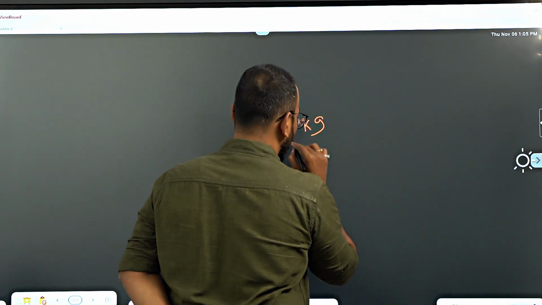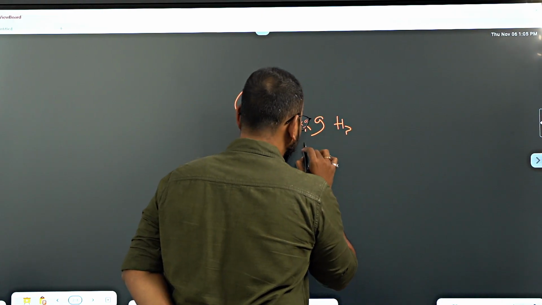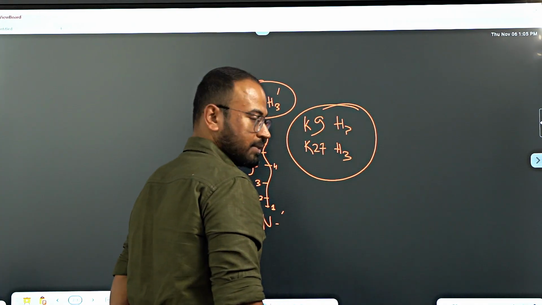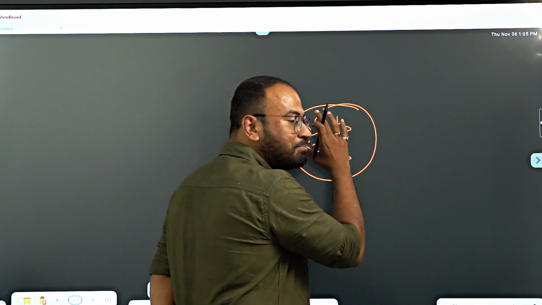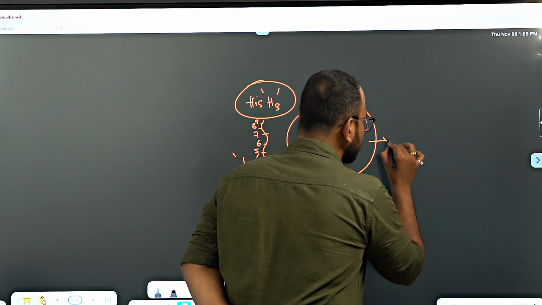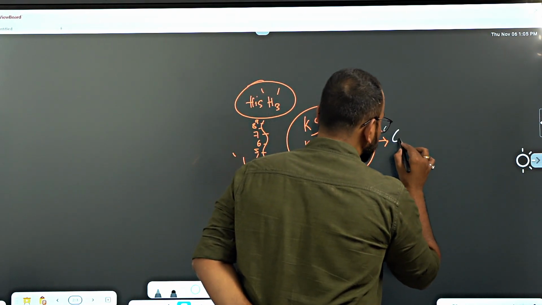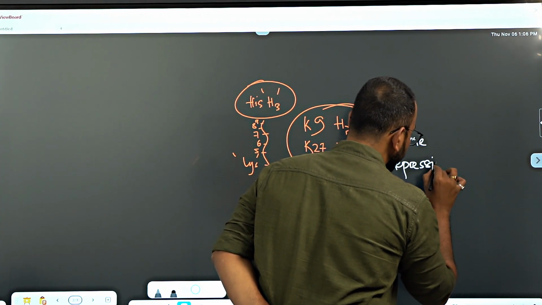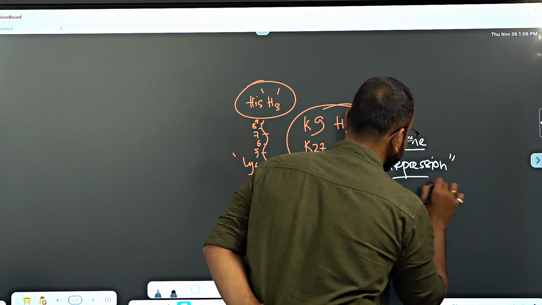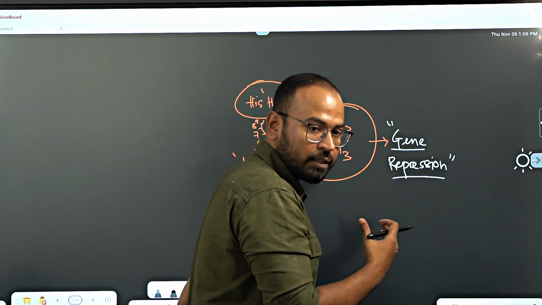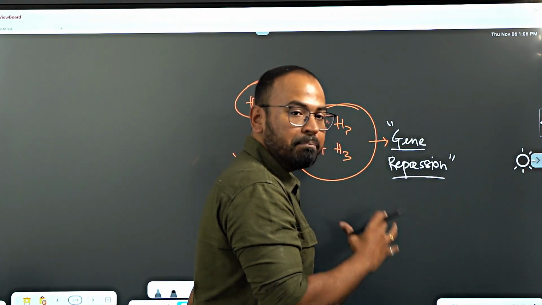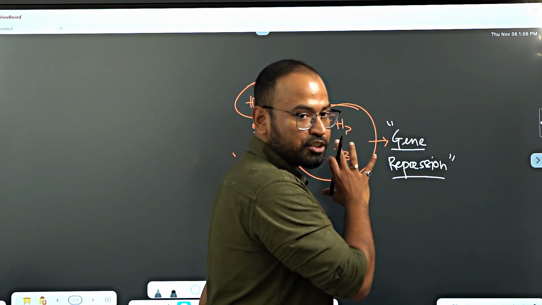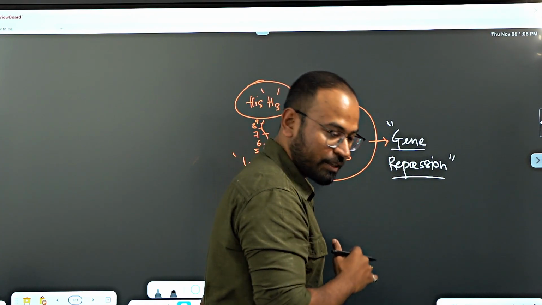lysine 9 of histone H3 and lysine 27 of histone H3, wherever this mechanism is occurring, this will lead to our gene repression. That means transcription or translation of any protein will be simply obliterated when this kind of methylation occurs at specific lysine residues within histone H3.